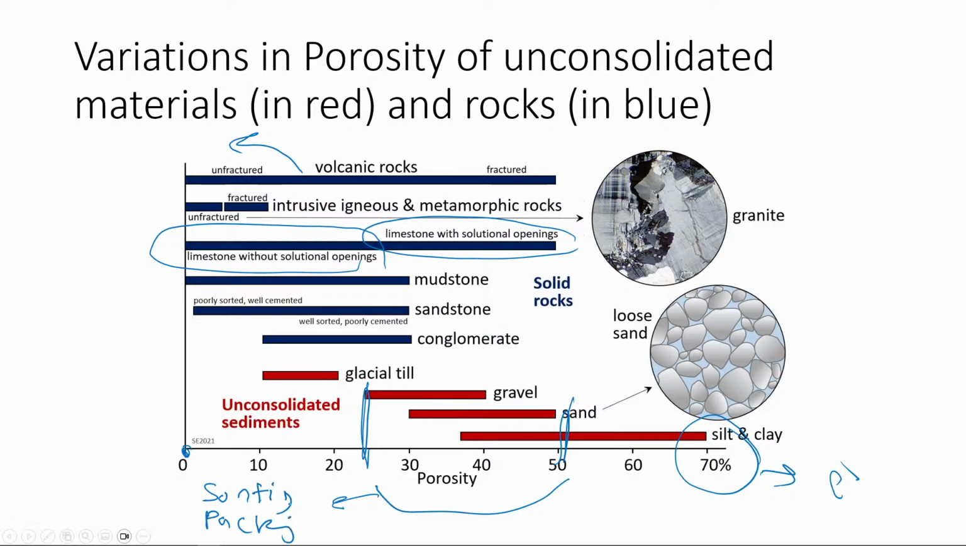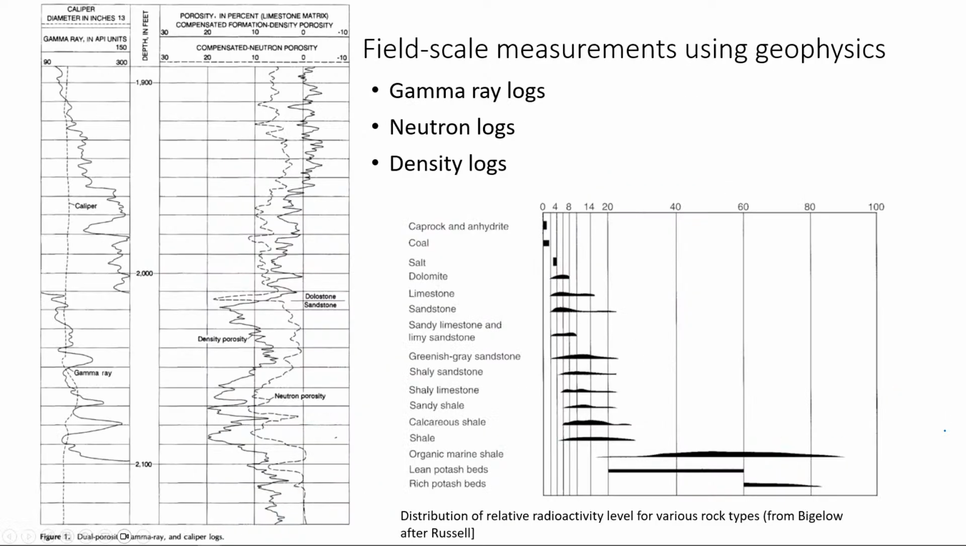And the clay is very high. That could also be because of the shape. Okay. Anyway, how could we measure or estimate porosity? One way is geophysical measurements, so borehole geophysics like gamma ray, neutron log, density logs. That's one way of doing it.